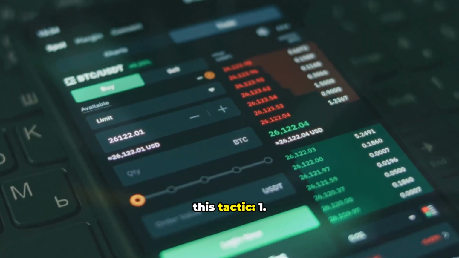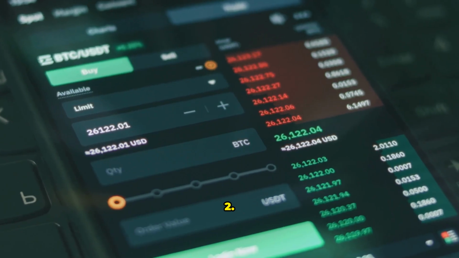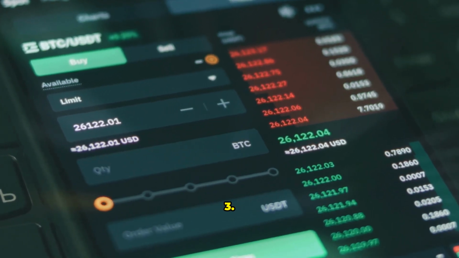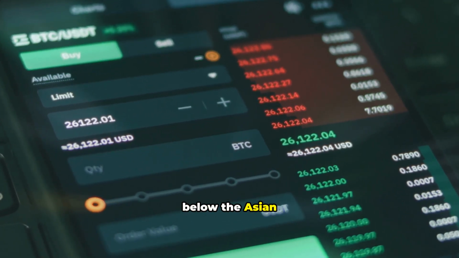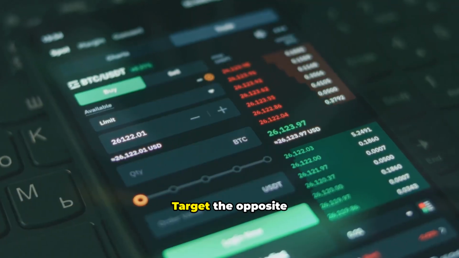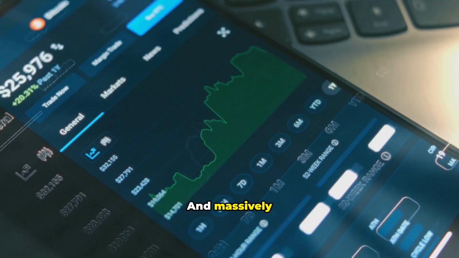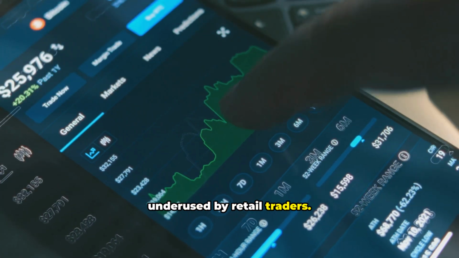Your checklist for this tactic. 1. Mark the high and low of the Asian session. 2. Wait for London or NY Open. 3. Watch for a wick below the Asian session low. 4. If it snaps back fast, that's your entry. 5. Target the opposite side of the range. Simple, effective, and massively underused by retail traders.